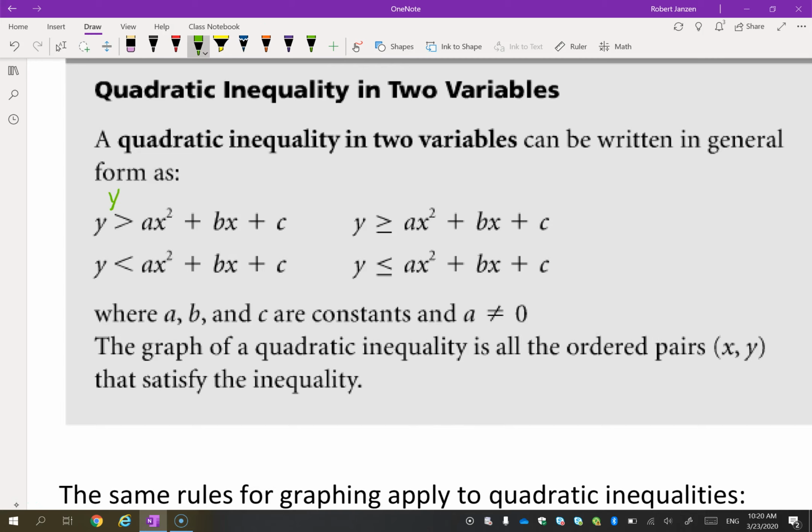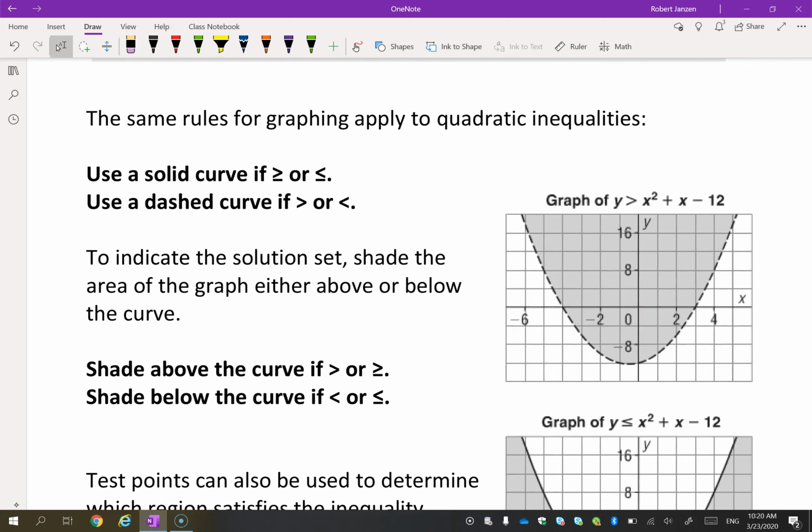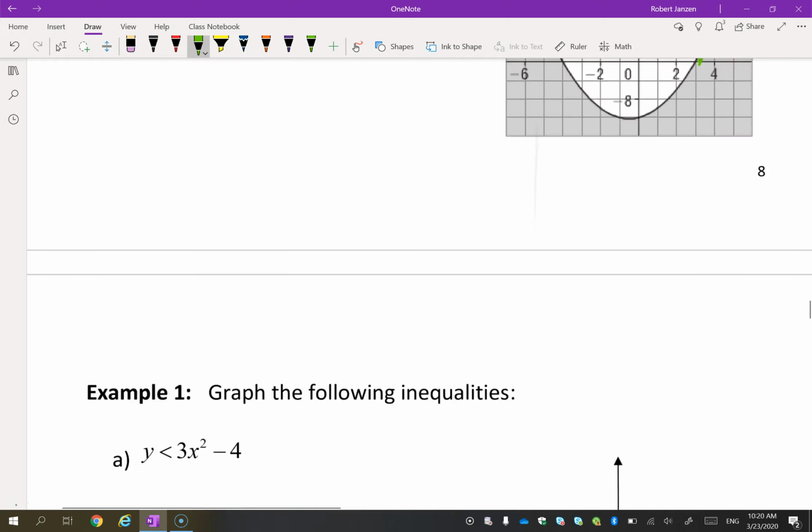We used to graph y equals, and then we'd have the quadratic. Now we've got less than or greater than. Okay, same rules apply. We're either going to have a dotted line or a solid line. You can see these two examples. This one is a dotted line because you have just greater than. This one is a solid line because it's less than or equal to. And then we're going to decide, are we shading above or below?